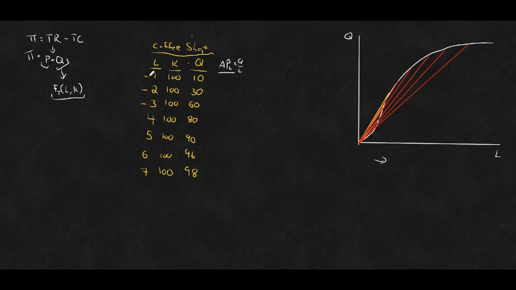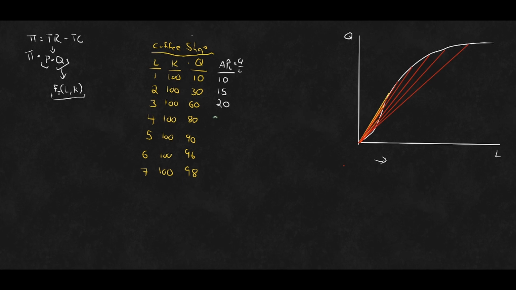So, hey, 10 over 1, let's be clear. It looks like these are negatives. We can't have negative workers. Those were just my highlight marks, so they're not negatives. But 10 over 1, we have an output per worker of 10 cups of coffee per person. 30 over 2, we have an output per worker of 15 cups per person. 60 over 3, we get 20.